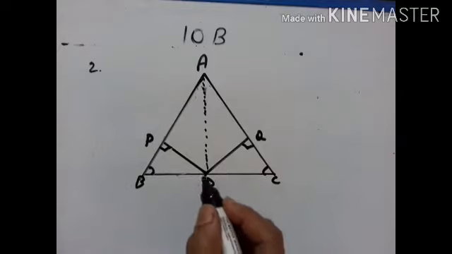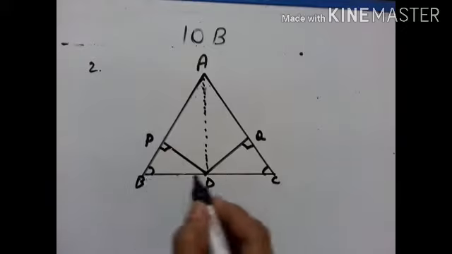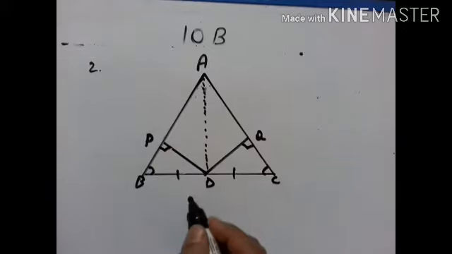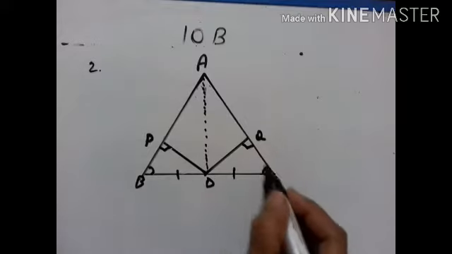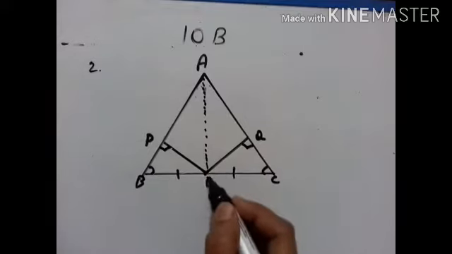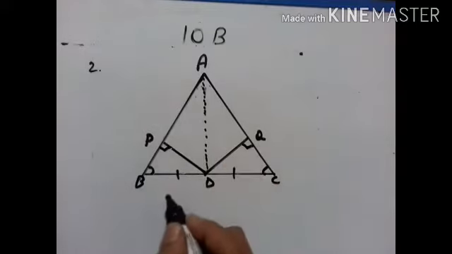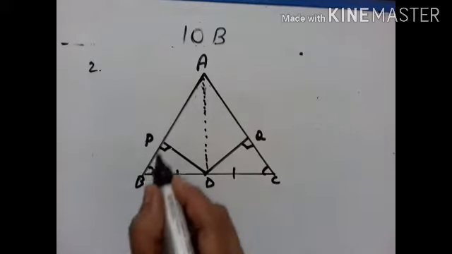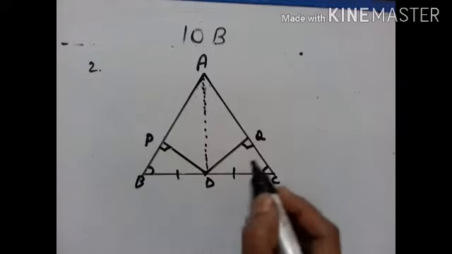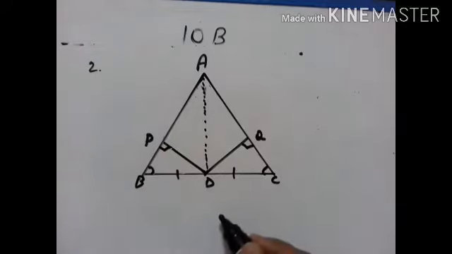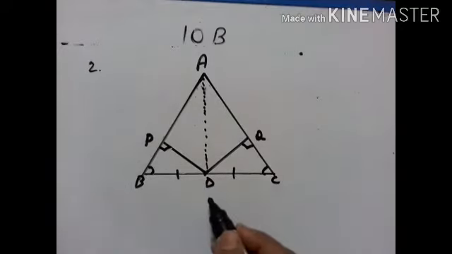In triangle DPB and triangle DQC, BD is equal to CD, it is given. Angle DPB is equal to angle DQC, 90 degree each, it is given. Angle B is equal to angle C because angles opposite equal sides are equal. Therefore triangle DPB is congruent to triangle DQC, AAS postulate. Therefore DP is equal to DQ, proved.